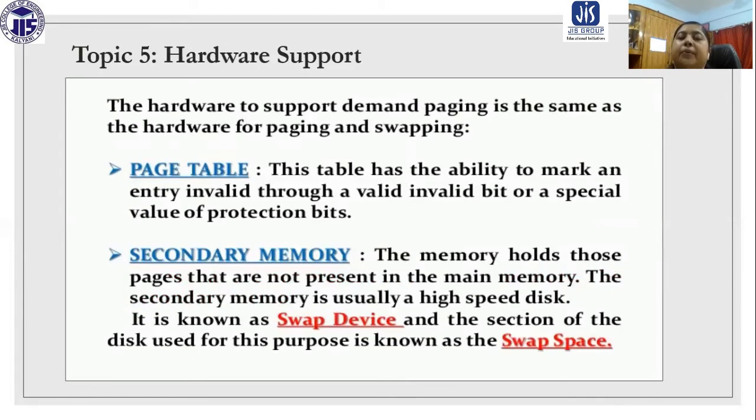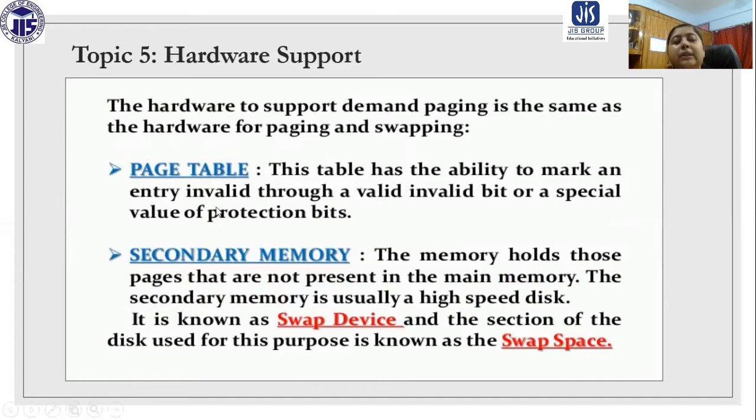The hardware to support demand paging is the same as the hardware for paging and swapping. We require a page table where we are going to store the corresponding frame number of the page, and with that we have a valid-invalid field. In the valid-invalid field, we mark whether the page is there or not. So this table has the ability to mark an entry invalid through a valid-invalid bit or a special value of the protection bit. So this is a must.